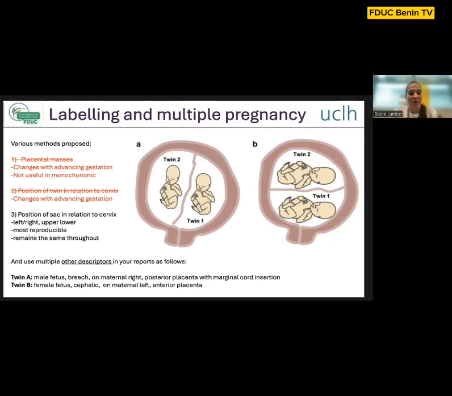But I think, like I said, in addition to really just establishing within your institution what the best method is, so everybody's singing from the same hymn book, so to speak, is to use as many other descriptors in your reports as you can. So typically when I'm writing a report for a twin pregnancy, I'll describe the gender where there's discordancy. So twin A is a male fetus, breech on the maternal right with a posterior placenta and a marginal cord insertion.